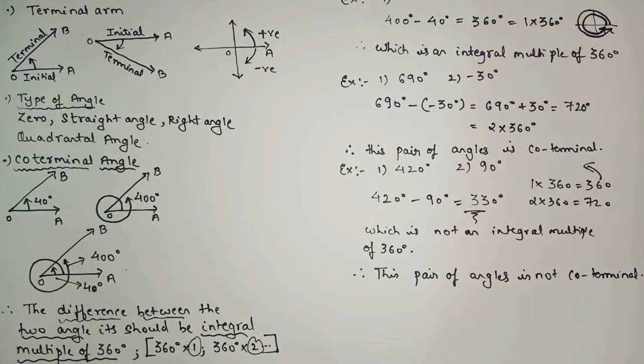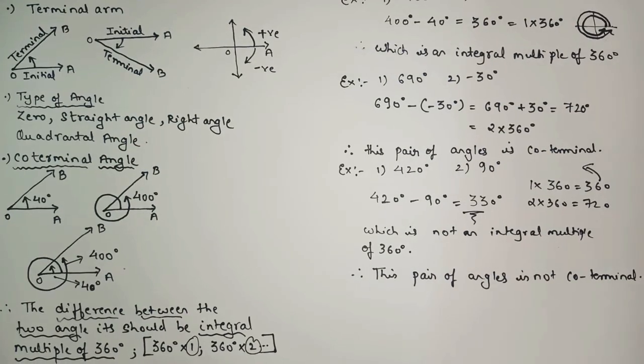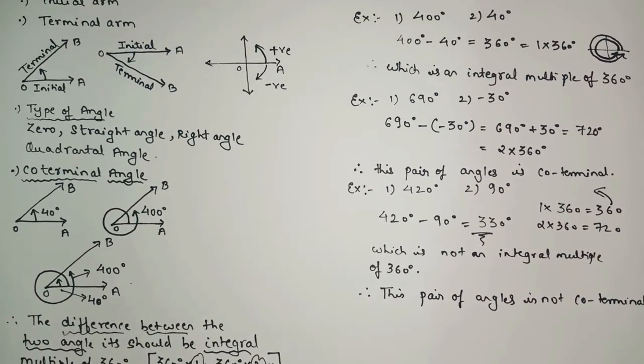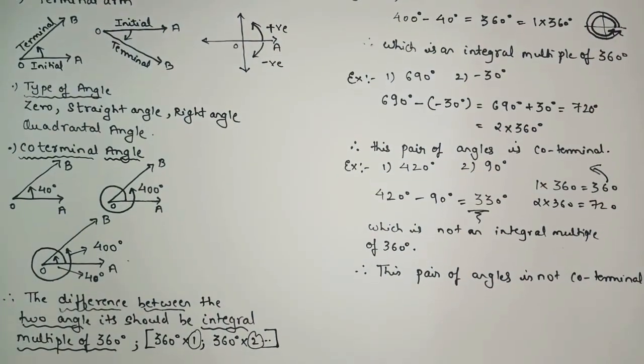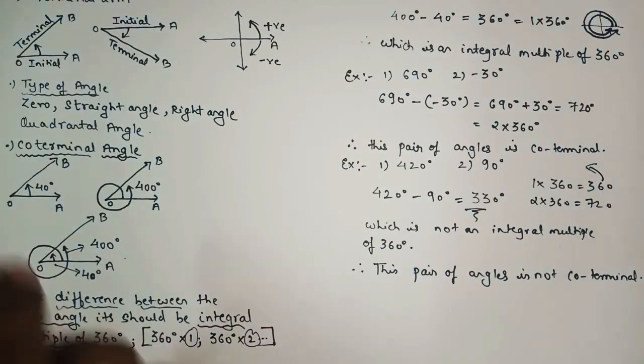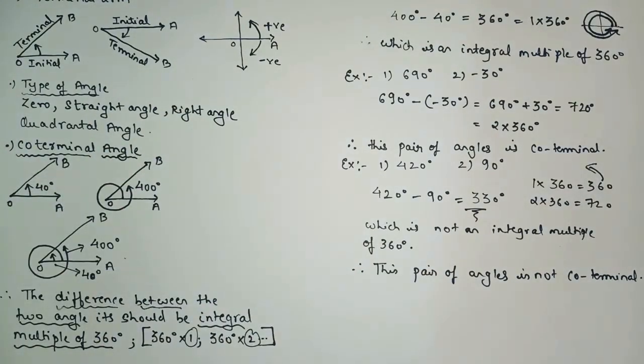I hope you all understood the basic knowledge about the initial arm and terminal arm, as it was a basic revision of your 10th standard. And in the types of angle, you might know there are zero angle, straight angle, right angle, quadrantal angle, and one more important angle that is known as coterminal.